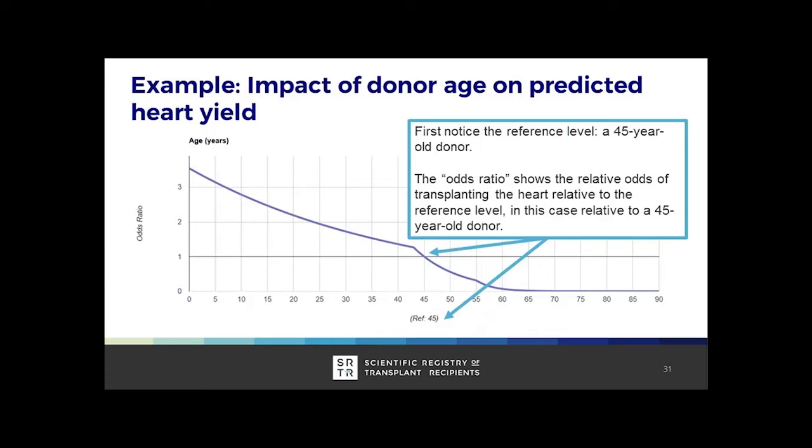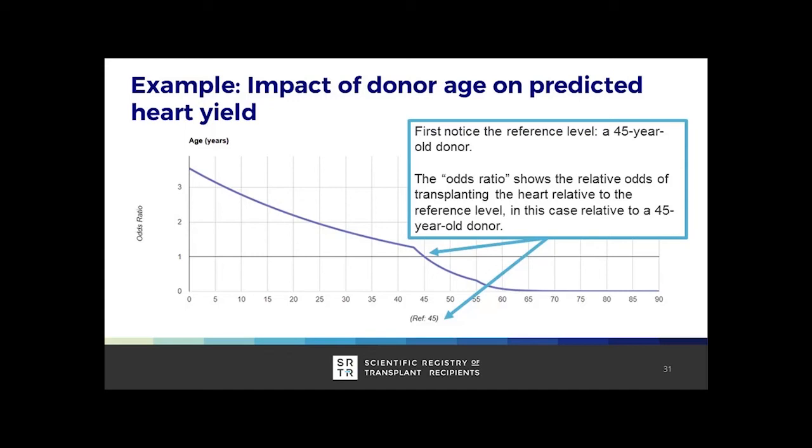This is an example. If you were on that Model Element Plot tab and you looked at the effect of donor age, what I'm showing you here is the effect of donor age on the predicted yield for heart. Okay, so this is specifically from the heart. If I had chosen the heart model and then looked at that third tab for Model Element Plots, you would see this shaped figure on that plot. I'm just going to highlight a few things to help you interpret this.